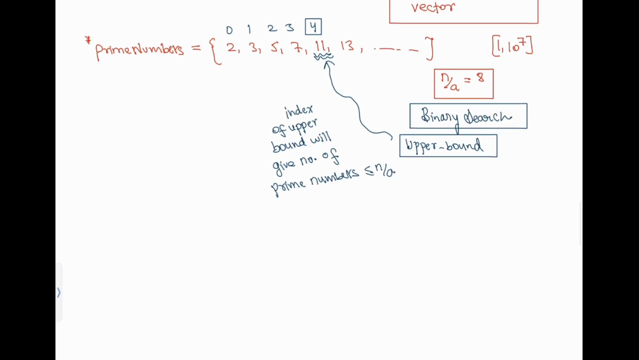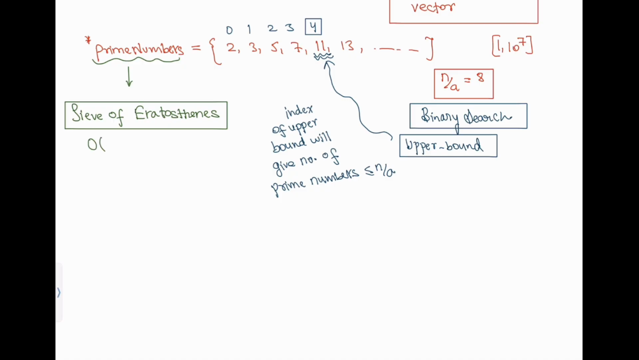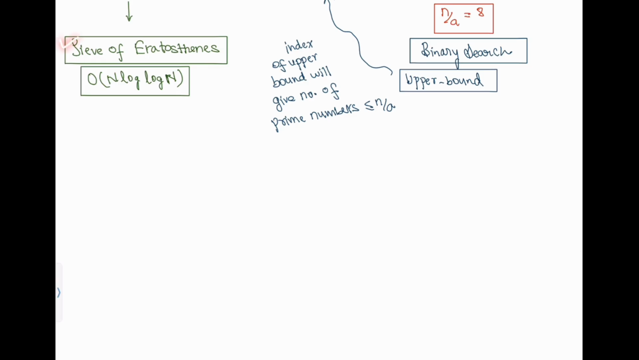Now, one question that might come to mind is, how do we store these prime numbers? We need something called the sieve of Eratosthenes. We can use the sieve of Eratosthenes, which helps us mark all the prime numbers, whether a number is particularly prime or not. The time complexity of this algorithm is actually O(n log n). And after we have marked all the prime numbers using this algorithm, we can store them in a vector.